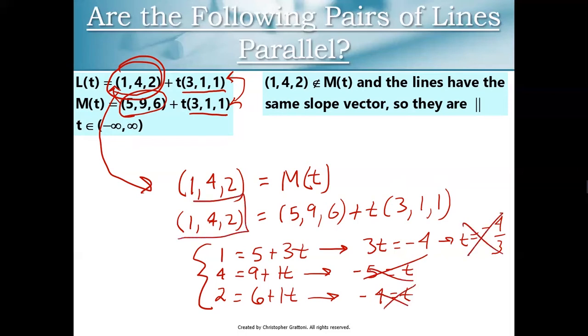So the point (1, 4, 2) is not on the line M of t, which means we have the same slope vector. They don't share any points in common, because if they don't share this one point in common, these two lines are not going to share any of their points in common since they have parallel slope vectors. So we've verified that we have parallel lines.